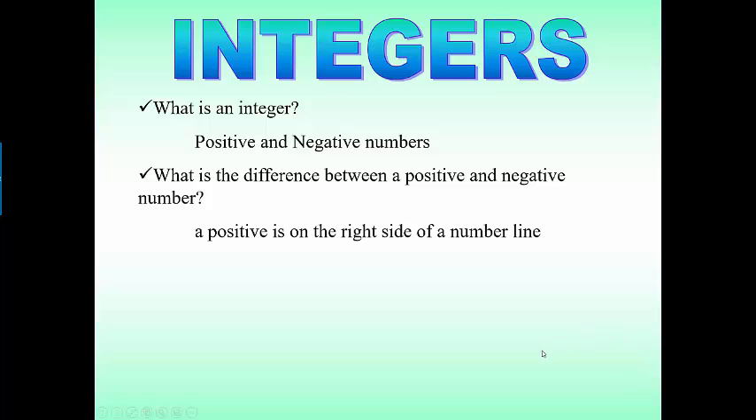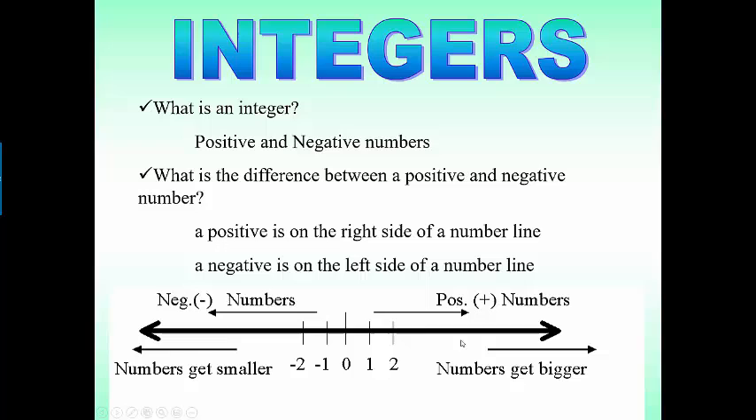A positive is on the right side of a number line, and a negative is on the left side of a number line. So here's a number line. Now, the farther you go to the right, the bigger your numbers get, and they're always positive. The farther you go to the left, your numbers get smaller, and they're always negative. For example, -2 is smaller than -1. That's the hardest part people have, is when you have negatives on the other side.